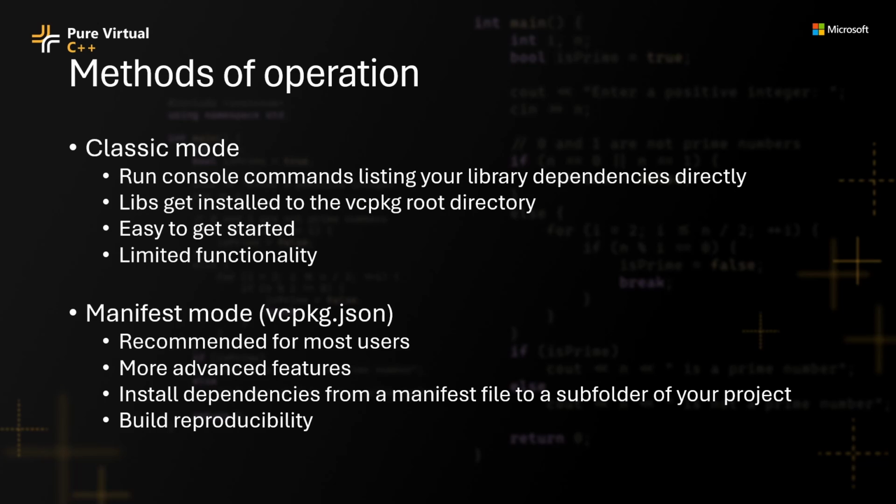There are two ways to install libraries using vcpkg. Classic mode allows you to run console commands specifying which libraries you want. These libraries are then installed under the vcpkg installation directory. This is an easy way to get started with vcpkg if you're just looking to get up and running fast.